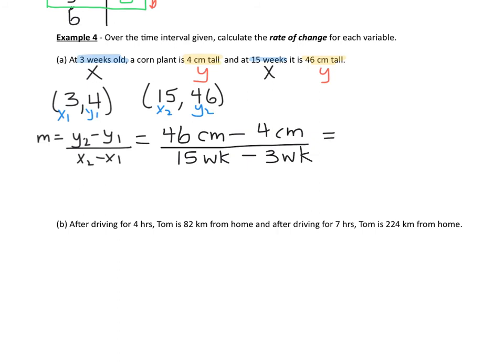Okay, now we're ready to subtract. So 46 minus 4 is 42 centimeters, divided by 15 minus 3, that is 12 weeks. So if I divide 42 by 12, it's about 3.5 centimeters per week. So that just tells me that my corn plant can grow on average 3.5 centimeters every week.